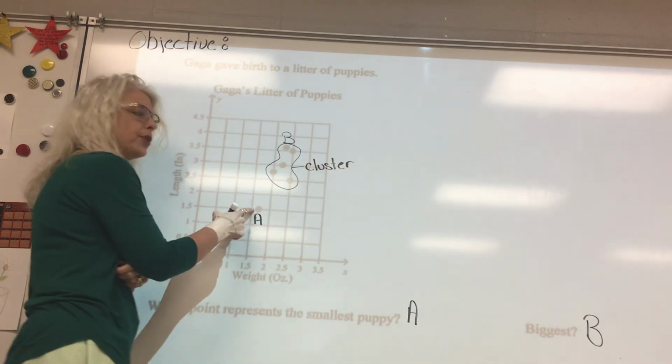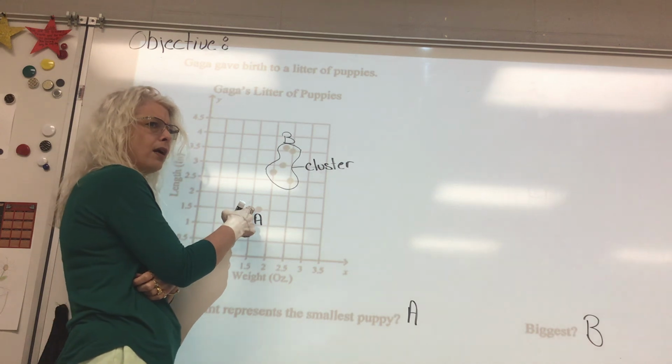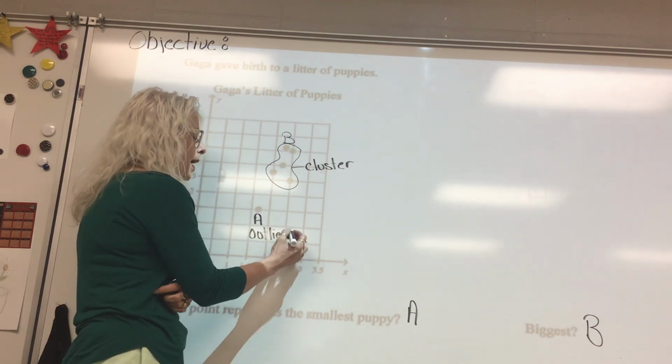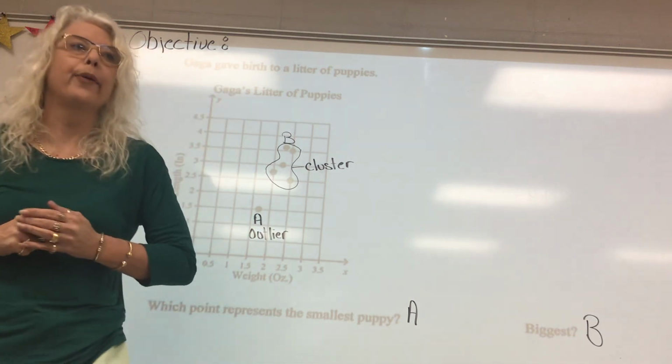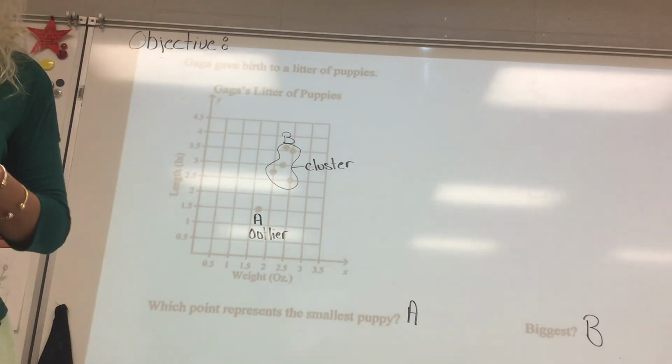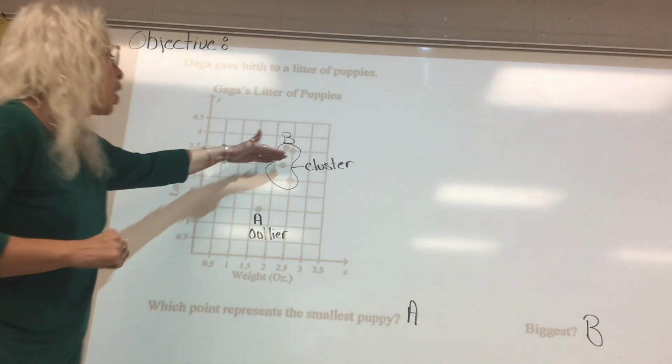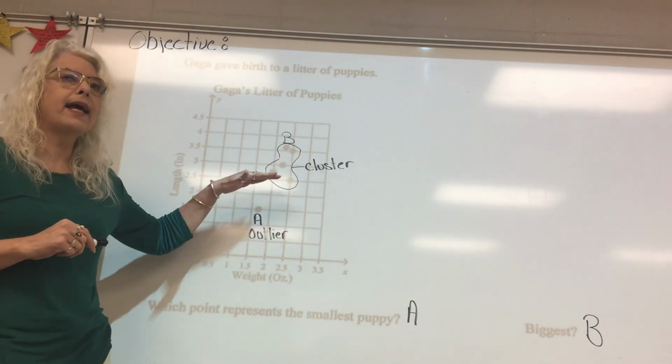And Aaron, what was you saying that this point A is called? Outlier. Who can raise their hand and tell me why this is called an outlier? Brayden? It is away from the rest of the data. It is a lot lower than the rest of the data.